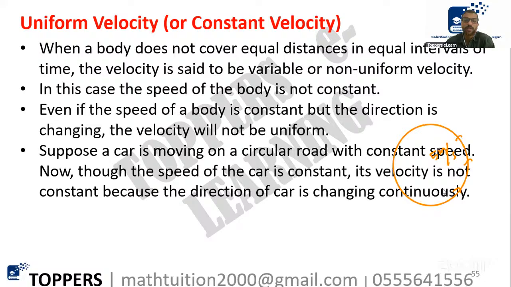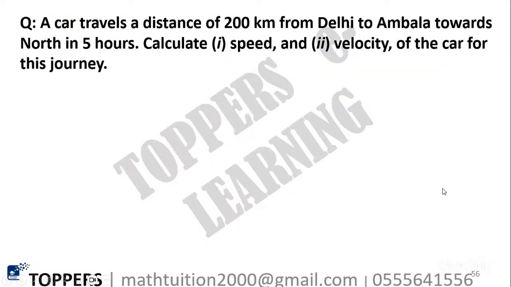Suppose a car is moving in a circular road with constant speed. Now, though the speed of the car is constant, its velocity is not constant. For the reason, because the direction of the car is changing continuously. Clear? Yes, sir. Try this question and start doing.